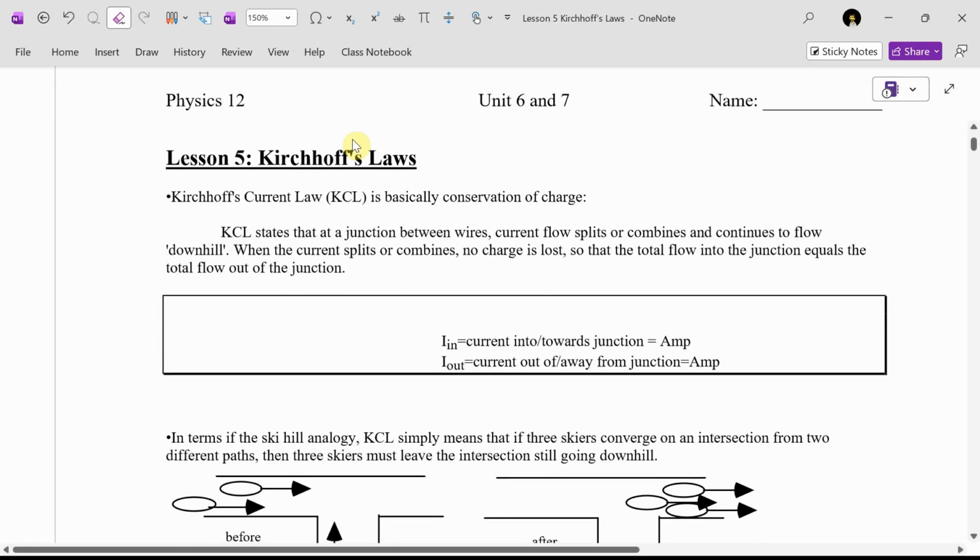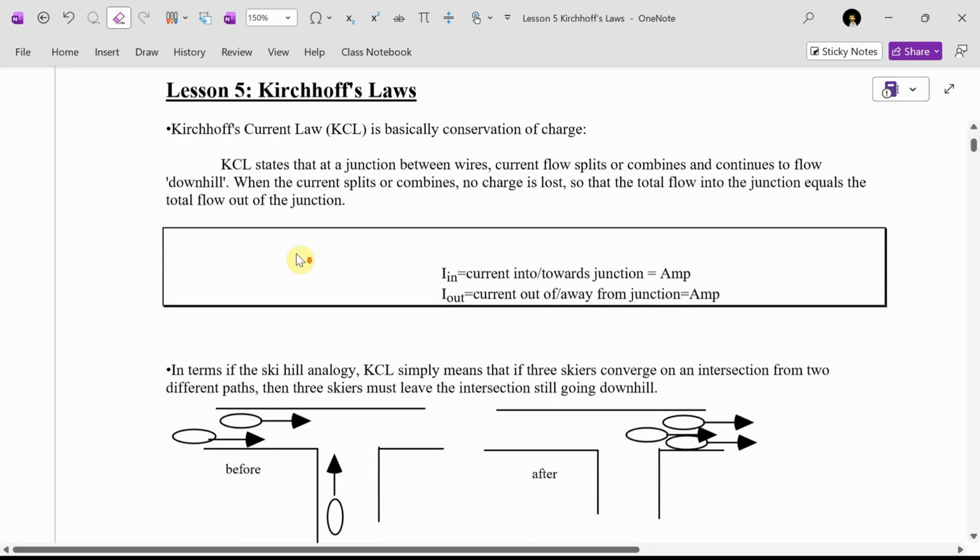In English, it says this: at a junction between wires, current flow splits or combines and continues to flow, in air quotes, downhill, the direction the positives would move if they could. When the current splits or combines, no charge is lost, so the total flow into the junction equals the total flow out of the junction.